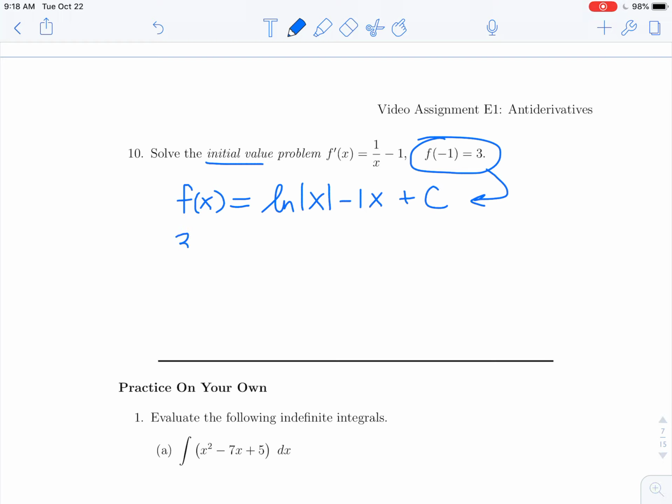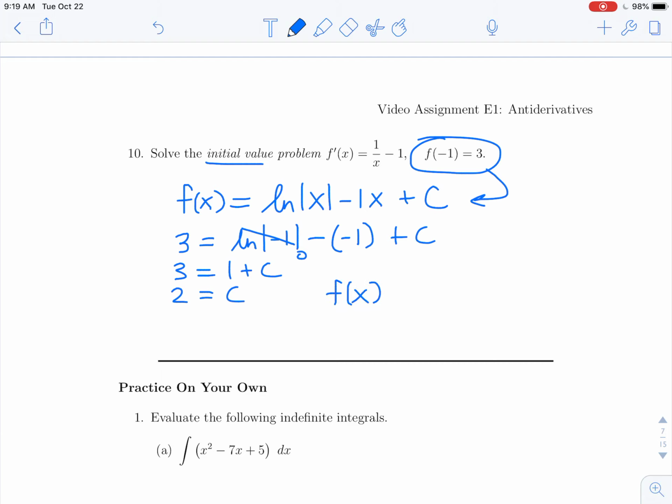So we're supposed to get 3 when we plug in negative 1. So 3 is supposed to be natural log absolute value of negative 1 minus negative 1 plus c. So natural log of absolute value of negative 1 is natural log of 1, which is 0. So 3 is equal to 1 plus c. So c is equal to 2.